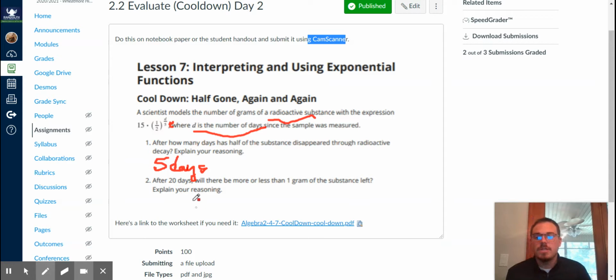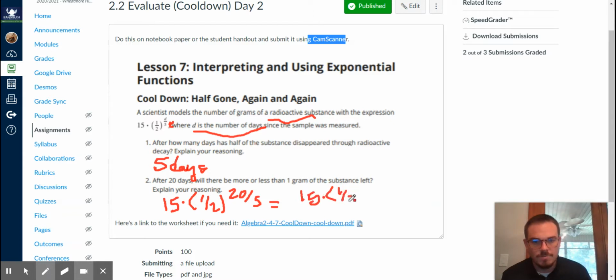Question number 2 says, after 20 days, will there be more or less than 1 gram of substance left? Explain your reasons. So 20 days, we can just plug that in for D. So 15 times 1/2 to the power of 20 over 5. We know that that's really going to be 4, right? 20 over 5 is 4. That's going to be equal to 4 cycles.